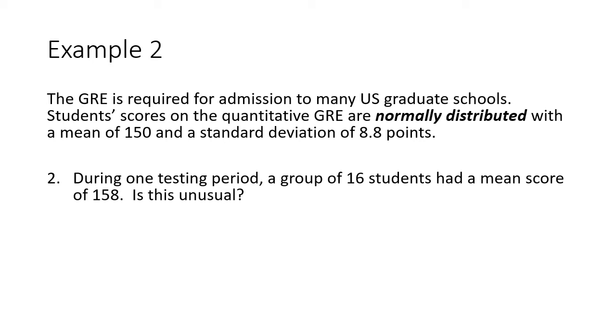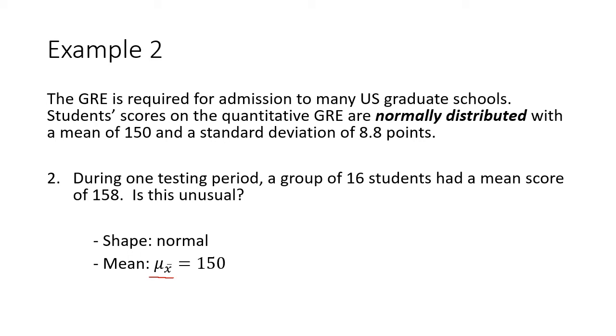We know that one student scoring a 158 isn't unusual, but what if 16 students averaged a 158? Well, our shape is still normal. Again, we said it was normally distributed. That means that when we do our sampling and we have a sample of 16 students, it's still going to be normal. The mean is still 150. That mean doesn't change just because we're doing sampling, even though notice our notation is a little bit different. It's mu sub x bar, because now we're doing a sample, so we have that x bar.